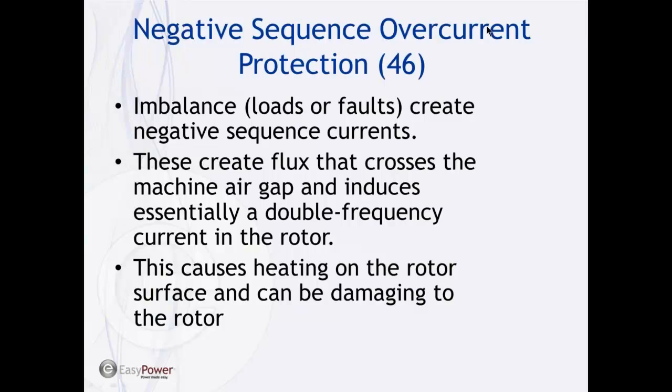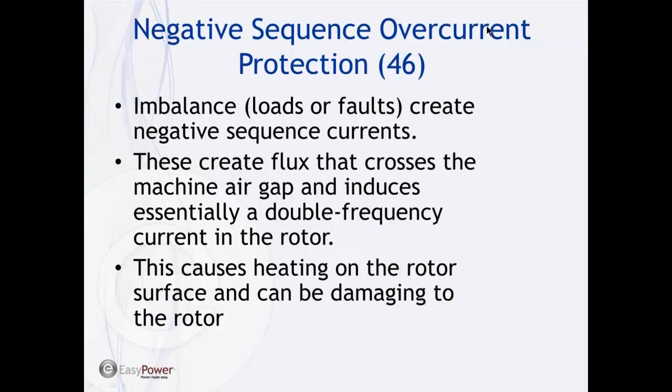So it's like if your normal phase sequence is ABC, the negative sequence current is going to be ACB. And so if you look at a rotor that's spinning at synchronous speed, this negative sequence current actually appears as a double frequency. So on a 60 Hertz system, that's going to look like 120 Hertz when it gets to the rotor. So these currents do create flux that crosses the air gap and induces current in the rotor.